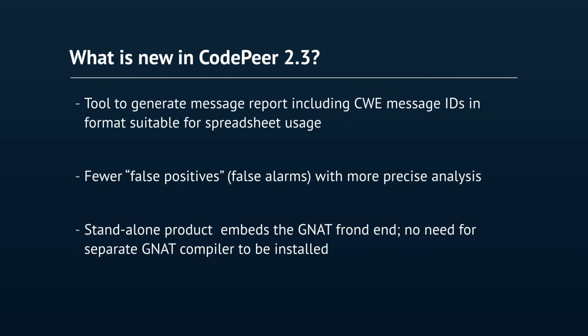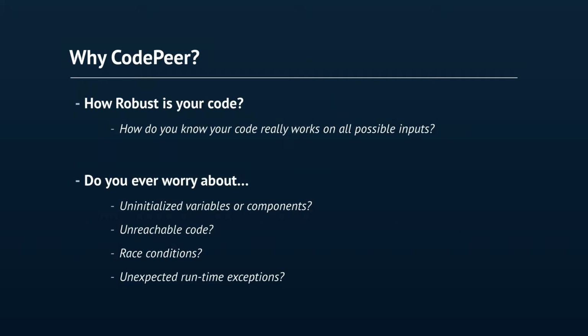Anyway, these are all nits if you haven't got the whole basic idea of CodePeer, and that's what we're going to focus on initially. So what's the main point of CodePeer? It's to improve the robustness of your code. And in particular, does it actually handle all possible inputs properly?